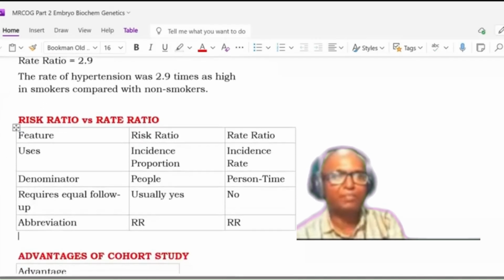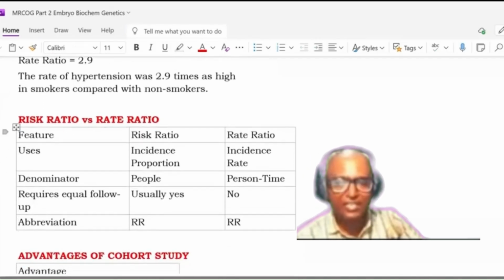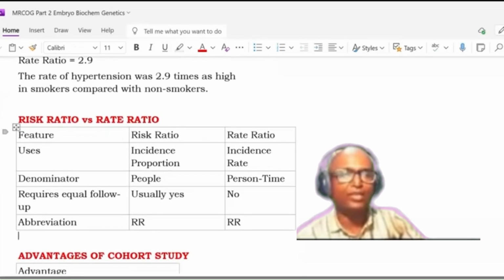So there is a difference between the risk ratio and the incidence rate or the rate ratio. Okay, so risk ratio is nothing but the relative risk. So it is the incidence proportion. Okay, incidence among exposed divided by incidence among unexposed. Here the rate ratio or the incidence rate is actually the incidence rate that you have got.